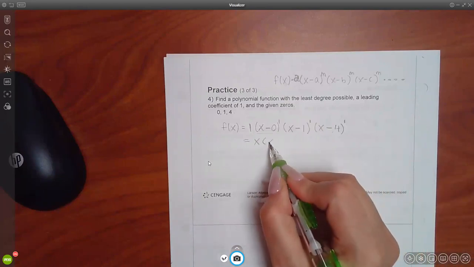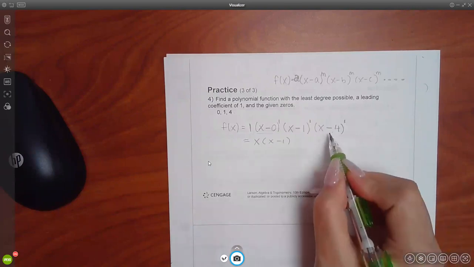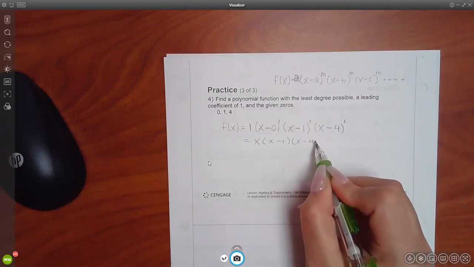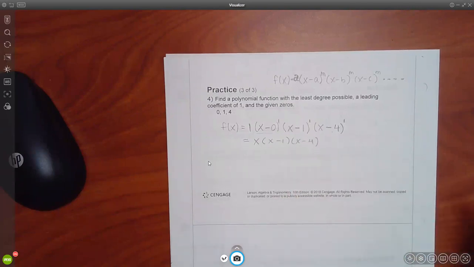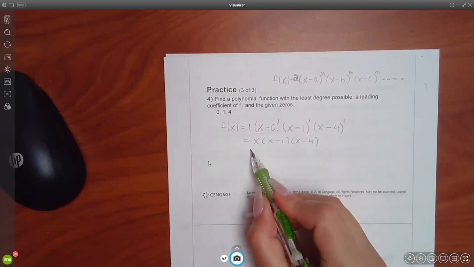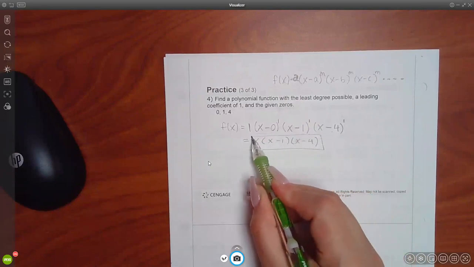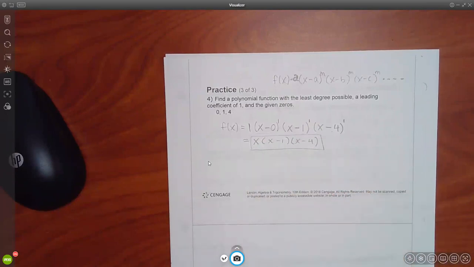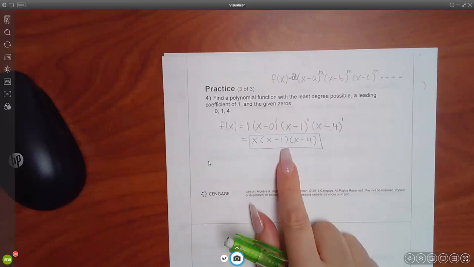This one, just a tiny bit simpler, looks like this. And this one, a tiny bit simpler, looks like that. If this is what you have in your choices, then you're done. You have met all the criteria and that's your function. If you look in your choices and they show x to the third plus 5x squared minus 2x plus a constant, right? Then you can't stop here. You have to multiply it out.